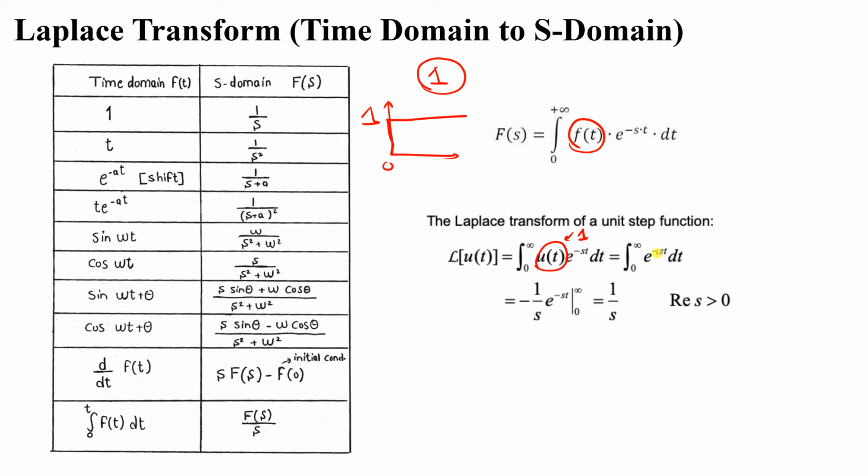By doing this integration, it will be the same exponential divided by the derivative of it, which is negative s, so negative 1 over s. Then substituting from 0 to infinity, you will get finally 1 over s, which is this one. So this is how we get all of these relations from using this definition of the Laplace transform.